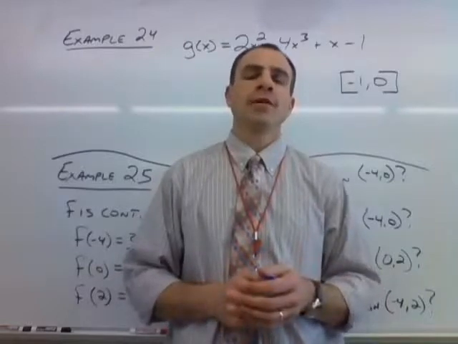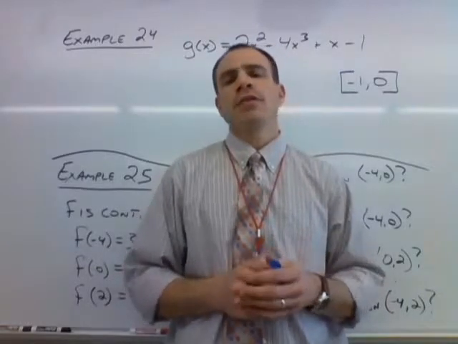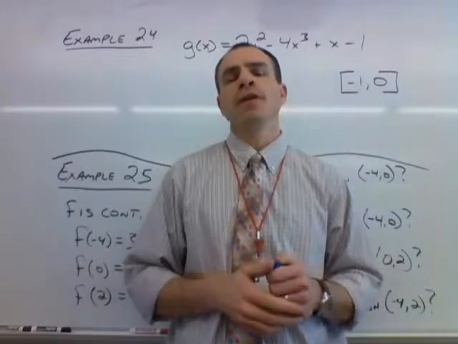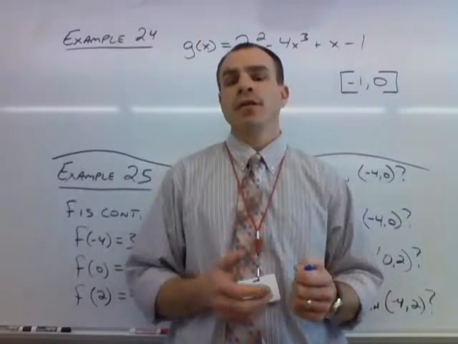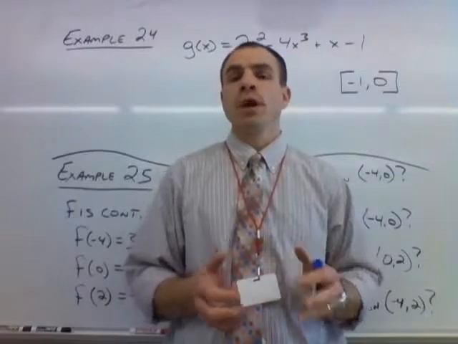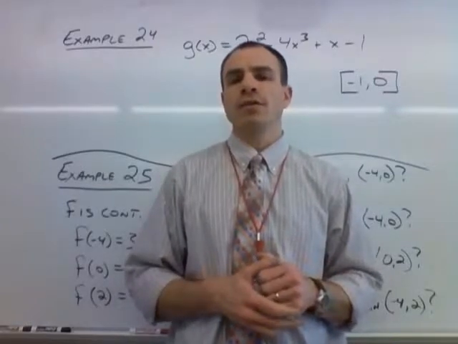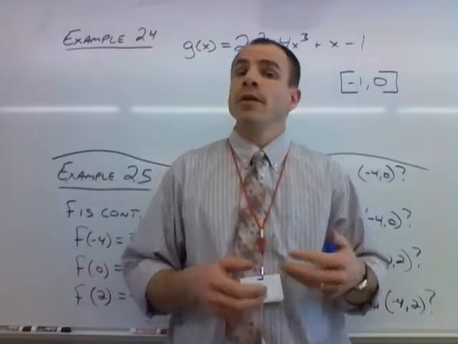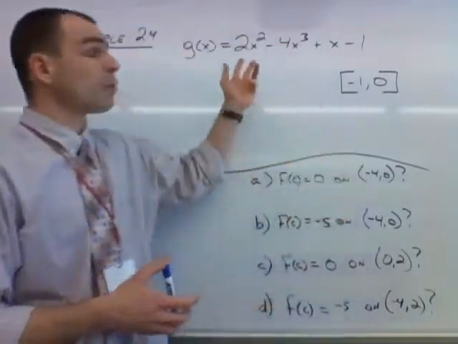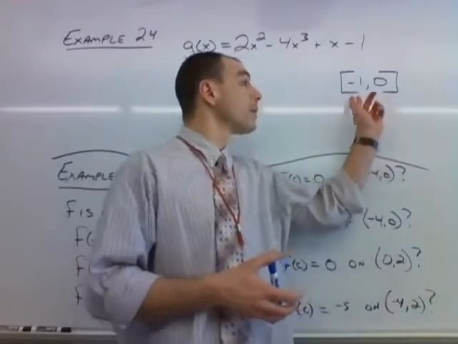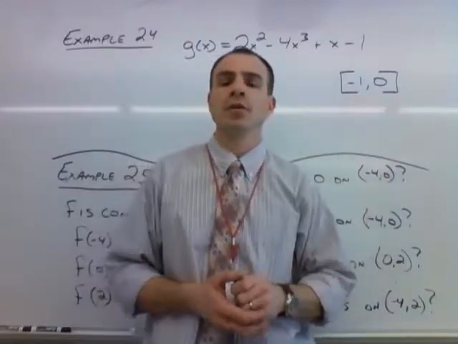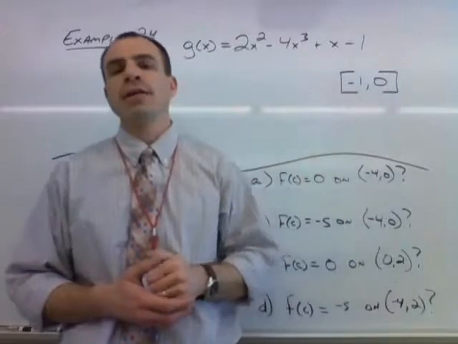Putting the intermediate value theorem into action is basically doing what the zero finder does for us on the graphing calculator. The zero finder, you remember, tells us what value of x causes the function to be equal to 0. It's kind of what we're looking at here with example number 24. We're asked to find or prove that there's a solution on the interval from x equals -1 to x equals 0 for our function g right there.